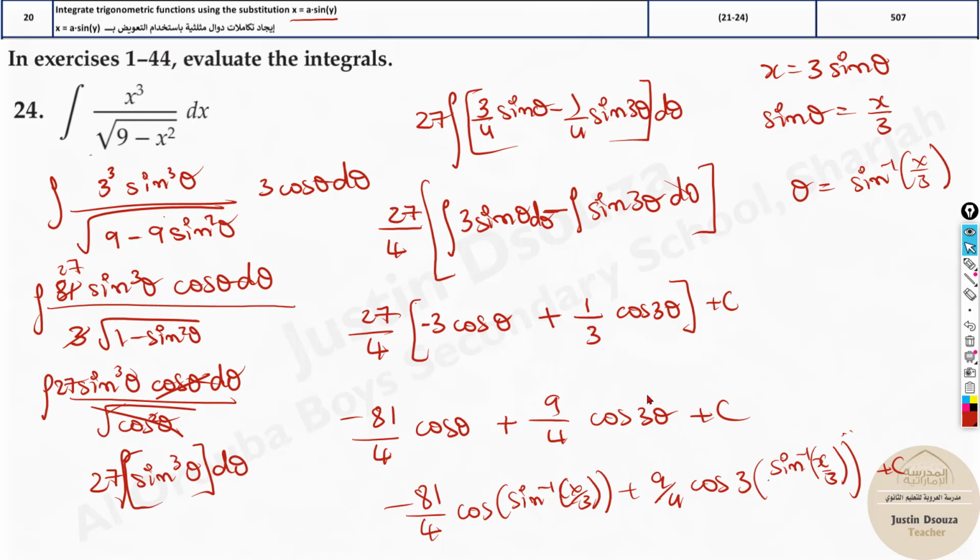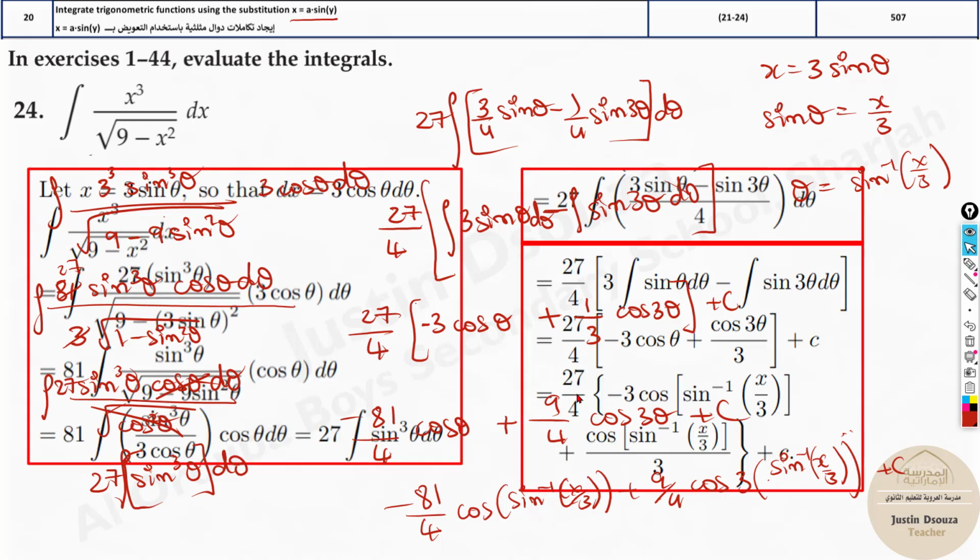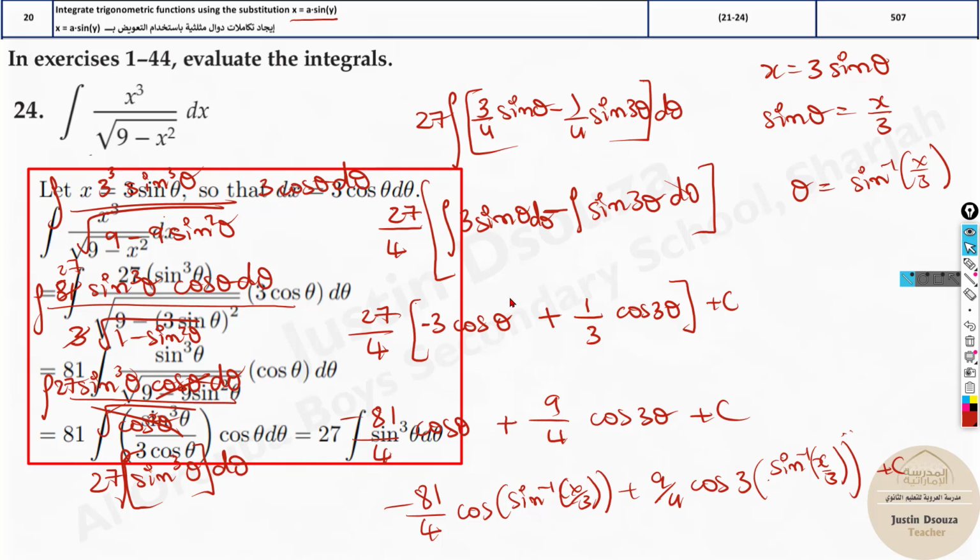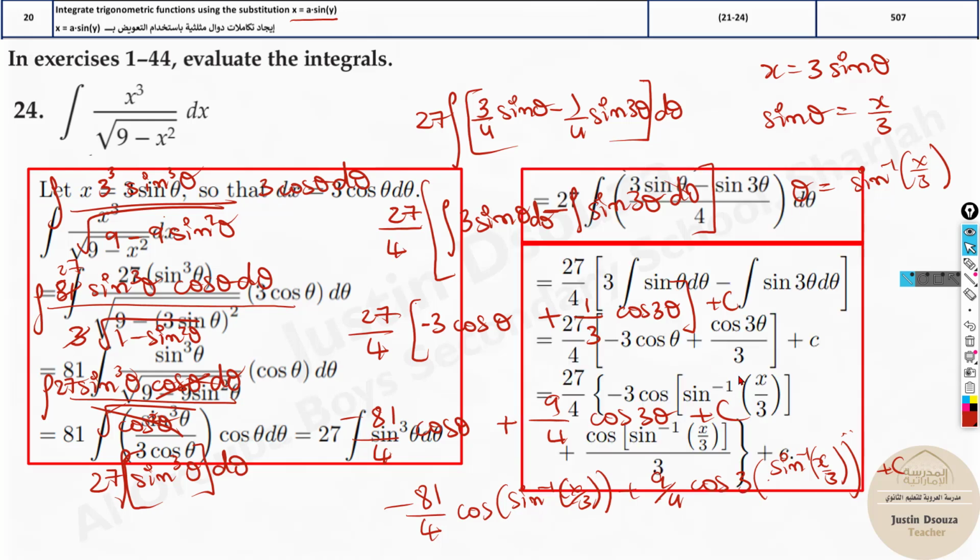Let us just look into the answer over here. It looks very weird, but over here they have, see that 27 by 4 is outside. Then we have minus 3 cos. What is theta? Now you can just focus on this part. Over here they have left it out, they have not multiplied it inside. That's fine. I've just multiplied it inside. Now what is theta? It is sine inverse x by 3. You can see. Same thing over here, cos. Over here, they have missed out. See, this is 3 theta.